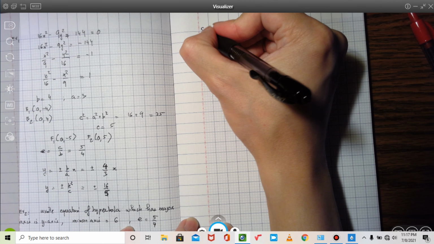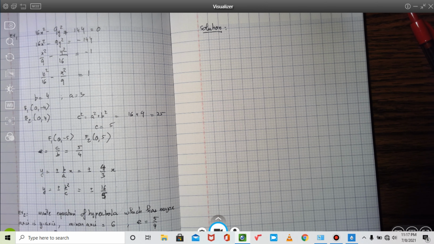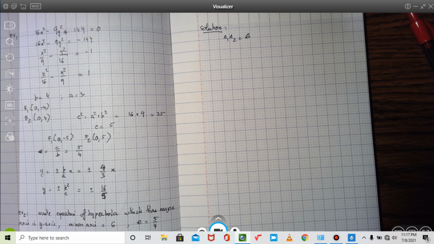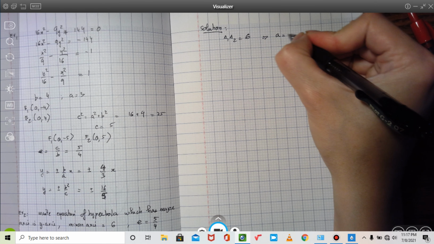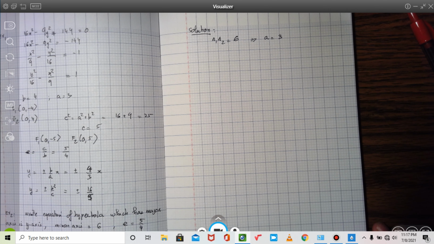Solution. So they say that this hyperbola has major axis on y axis, so it means that we have a vertical hyperbola, right? So the information in the question tells you whether it is a vertical or horizontal hyperbola. They also give you minor axis equals 6, which means 2a equals 6, so you can get a equal 3. Because you want to write the equation, you need to find a and b. You got a from that information already. Now you need to find b.